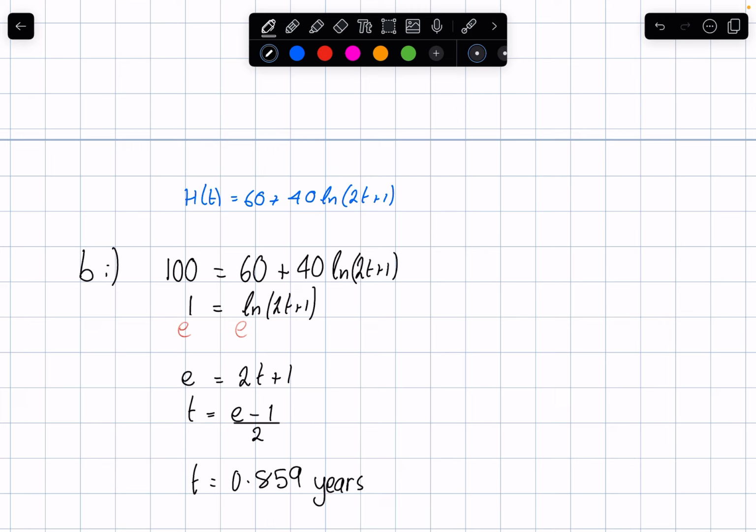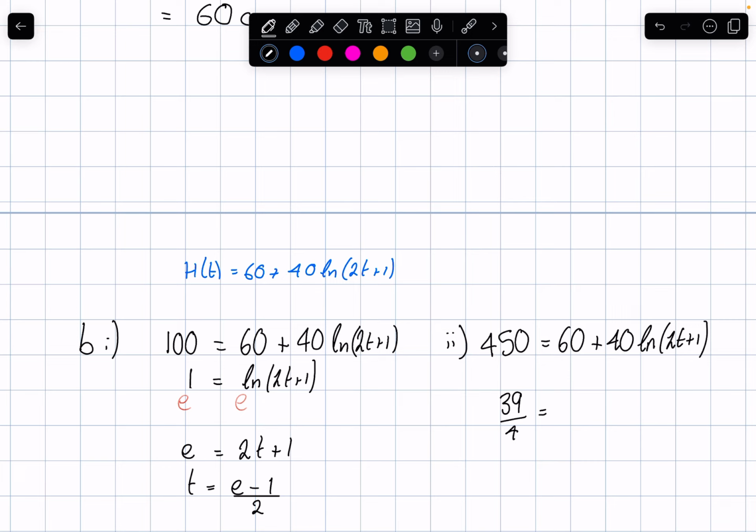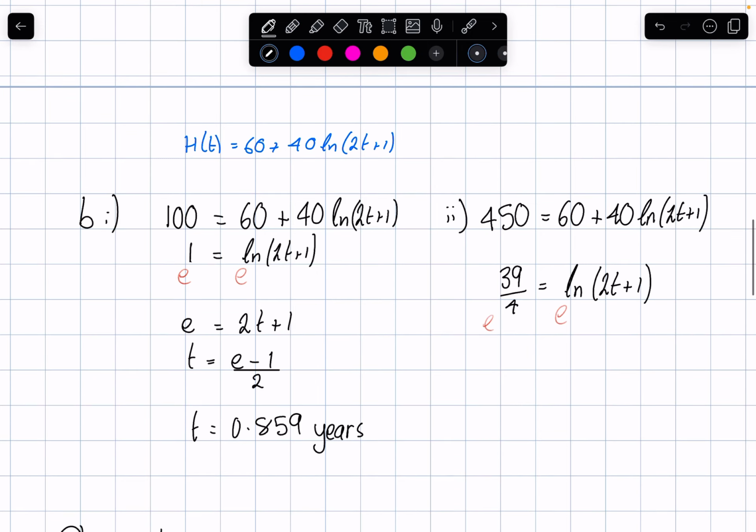Okay, now let's have a look at part ii. So that is going to be when it's 450 centimeters: 450 equals 60 plus 40 ln(2t plus 1). So subtract 60 is 390. 390 divided by 40 is 39 over 4, which is equal to the natural log of 2t plus 1. And again, I'm now right at this point where I raise both sides to the power of e. And then I'm going to do the same rearranging.